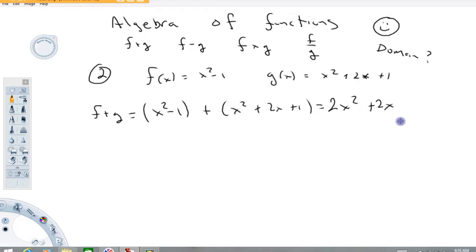Alright, so there's f plus g, domain. Right? There's no division by zeros, there's no radicals, so the domain of this guy, all real numbers, defined for every value for x you want to put in there in the real number system.